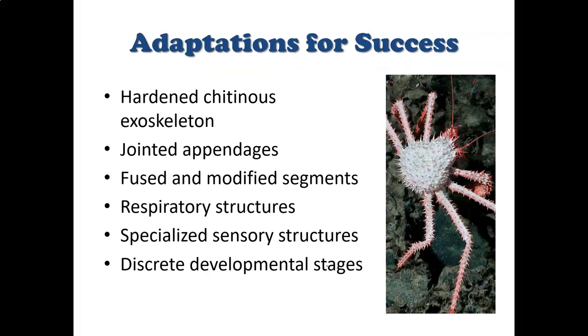So the feature that unites them is they all have these hard exoskeletons made up of chitin, the same thing that you find in fungi. So these are armored creatures. And they have these jointed appendages because it's like full plate armor. And as a consequence, they're very well protected and they're a very, very successful group.